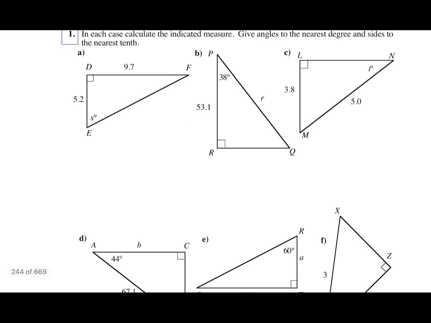Okay, and we need to find out the value. For the first one, x, tangent x equals opposite over adjacent, so x equals 6.2. And for b, we can use cosine 38 equals 53.1 divided by r.